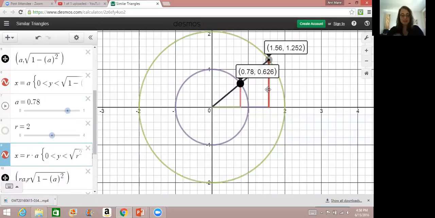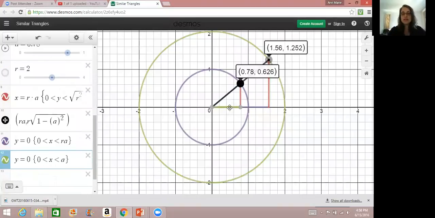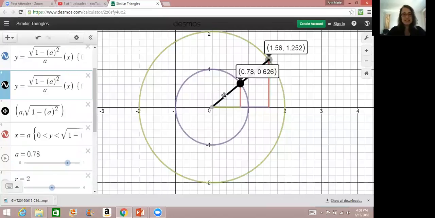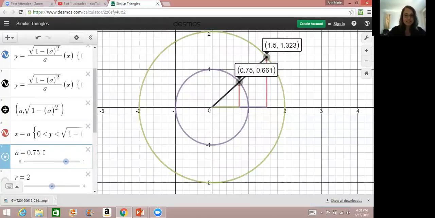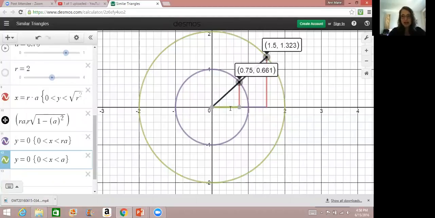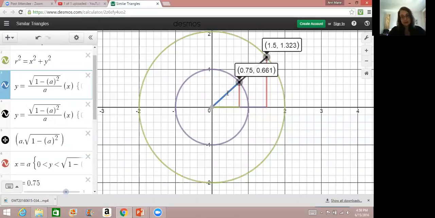Here's another way of checking that real quick. My little circle has got radius 1. My big circle has got radius 2. So that means that the ratio of my horizontal line to my radius should be the same. So let's set my x-coordinate in my little circle at 0.75, because that's easy. So my x-coordinate, the length of my horizontal line, 0.75 divided by my radius, which is 1, is 0.75. The radius on my big circle is 2.